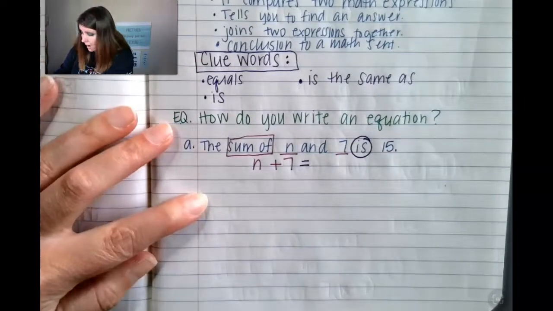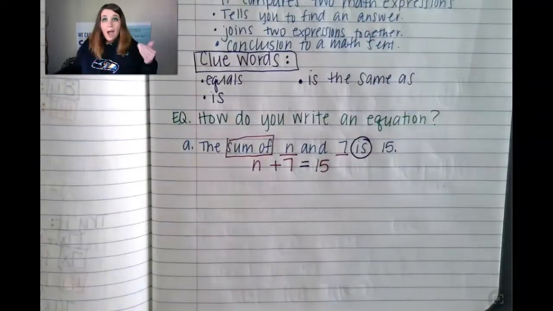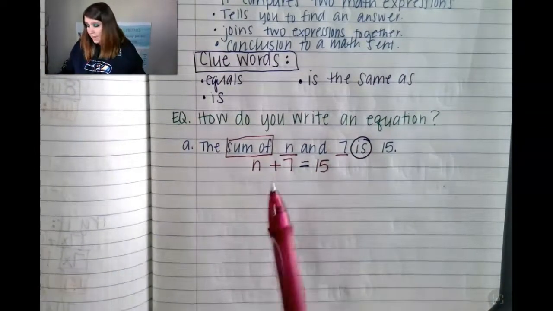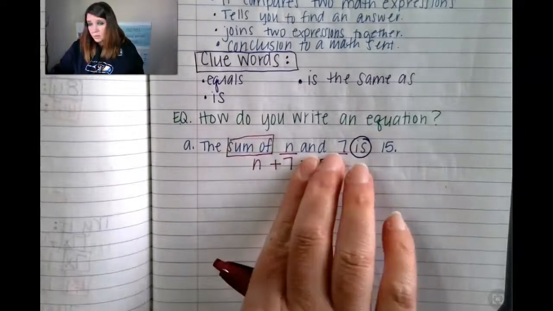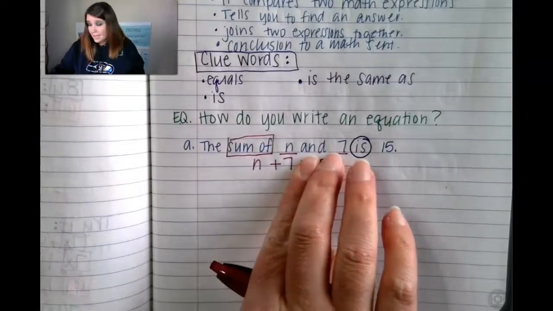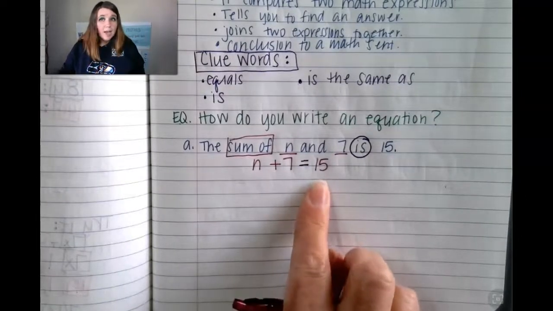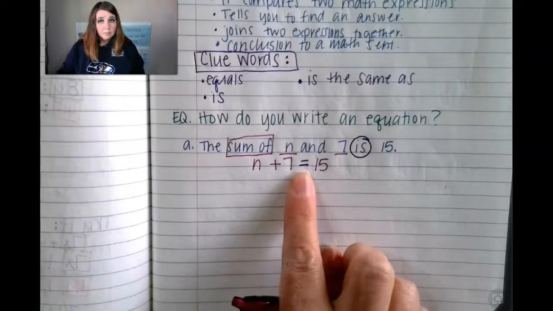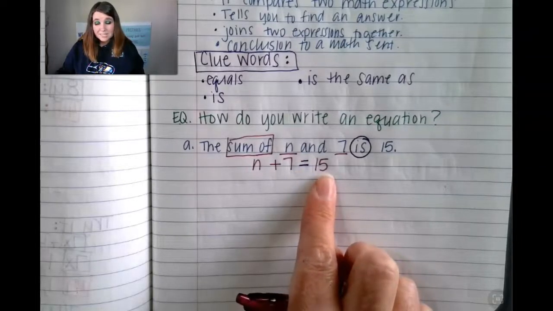So now I have one more part to put on here. So I know that this expression, n plus 7, there's my numerical expression, equals 15. So they're just now asking you to add an equal sign and put the answer. That's what we're doing. That's it.